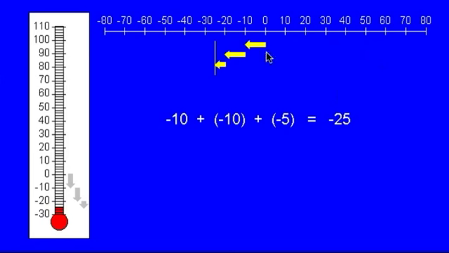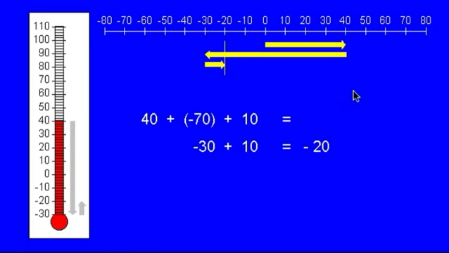If all the numbers are negative, you also add them. If the temperature starts at 0 degrees and then goes down 10 degrees by noon, then another 10 degrees by 3 o'clock, and another 5 degrees by 6 o'clock, it ends up being 25 degrees below zero. Or this could be money that you owe. You owe 10 to Alice, another 10 to Bob, and another 5 to Carol. So if the signs are the same, you add them and keep the sign.